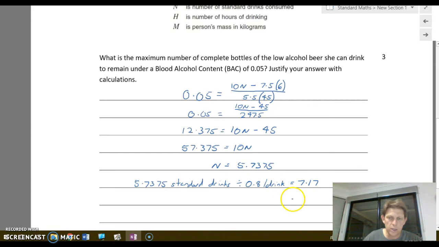And obviously she wants a round number of drinks. We're not going to drink a fraction of a drink. And obviously we can't drink more than that 7 or we'll end up over. So the answer therefore is 7 drinks of that low alcohol beer she can have while still staying under that 0.05 alcohol level. And that's how that one was done.